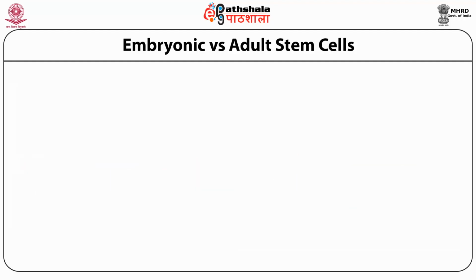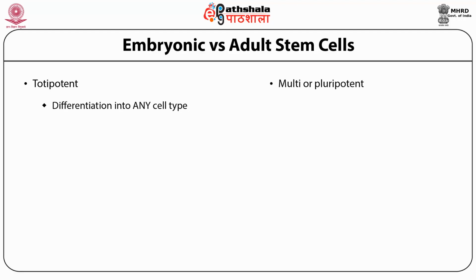So look at the difference between the embryonic and adult stem cells. As I said, there are 2 types of stem cells which are being utilized. If you look at the embryonic cells, they are totipotent cells, and as I already discussed, the definition of totipotent cells is that they can differentiate into any type of cells. And then look at the adult stem cells, they can be either multipotent or pluripotent cells. These multipotent or pluripotent cells can differentiate into some cell types. So that means there are limited outcomes.